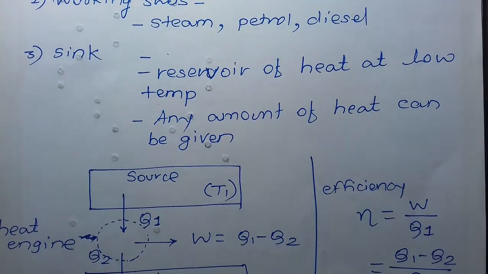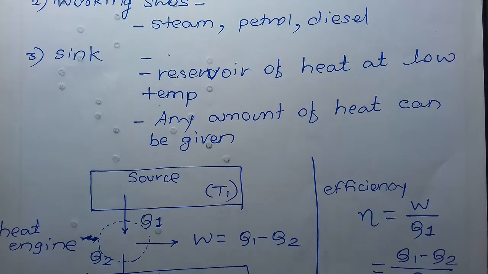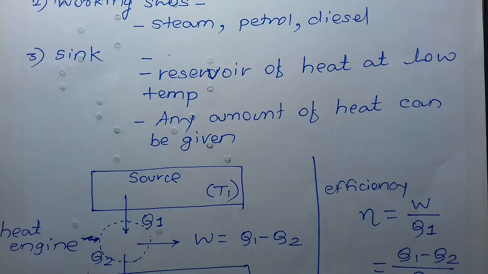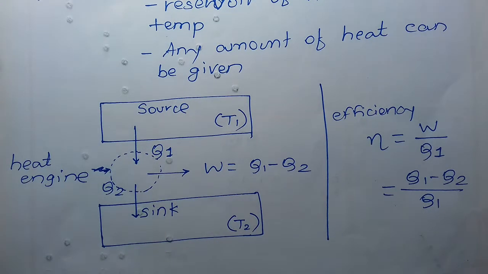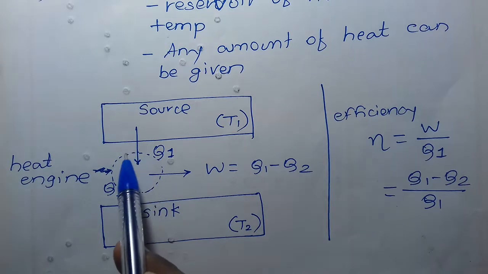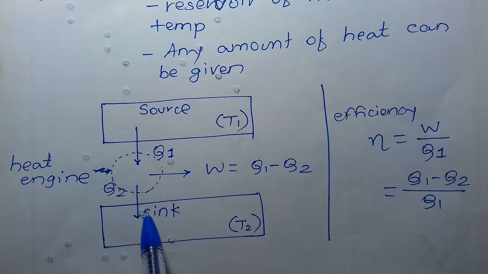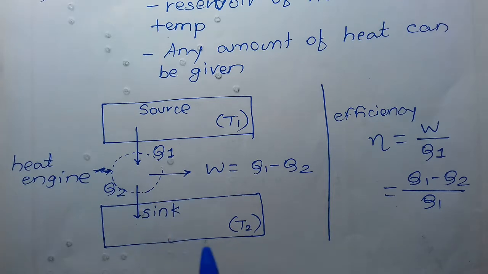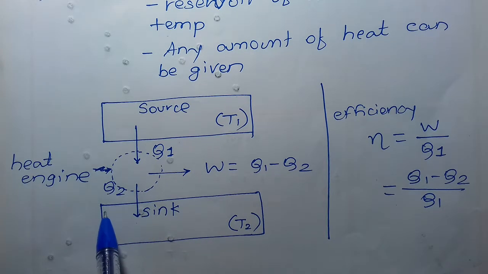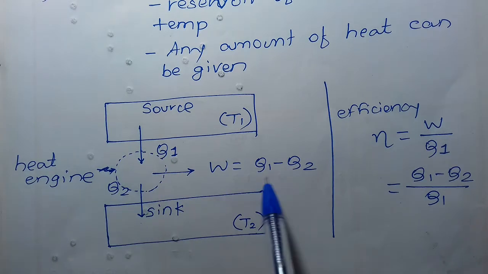Then sink, reservoir of heat at low temperature. Any amount of heat can be given to the sink without changing its temperature. Heat engine is like this. It gets heat from the source Q1. It loses heat to the sink Q2. And difference between Q1 and Q2 is the work done.